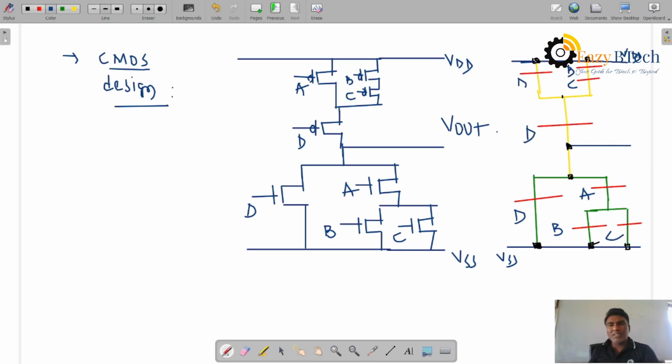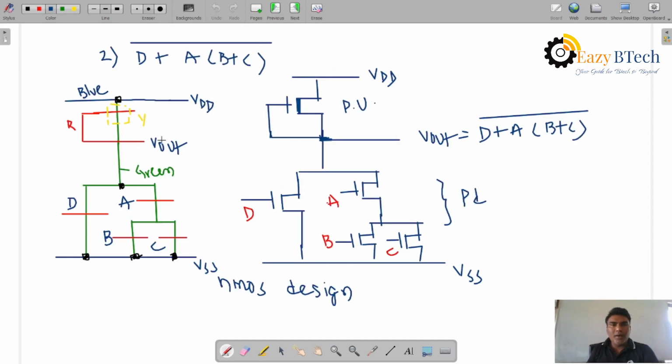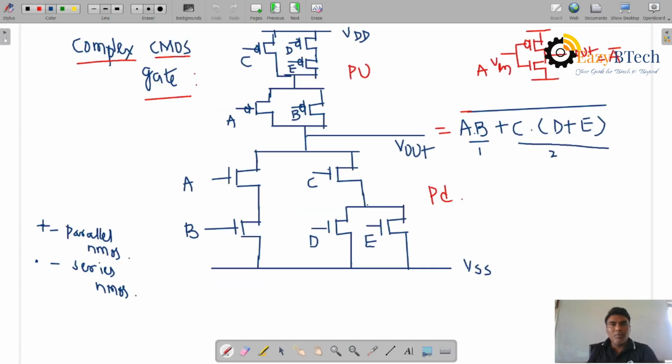So it is a complex gate design, NMOS and PMOS, CMOS stick diagram. This is called a stick diagram, for a given logic and circuit diagram. According to the circuit diagram, we can draw the stick diagram. CMOS design and NMOS design for the given logic. Complex gates have more than two inputs, designed by CMOS and NMOS.